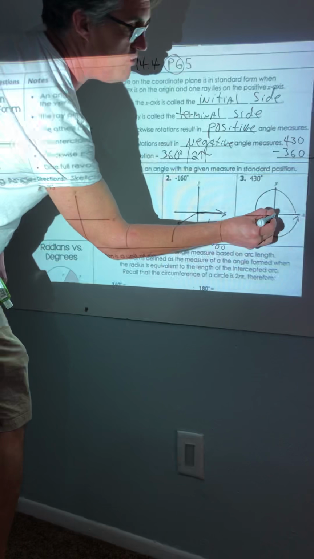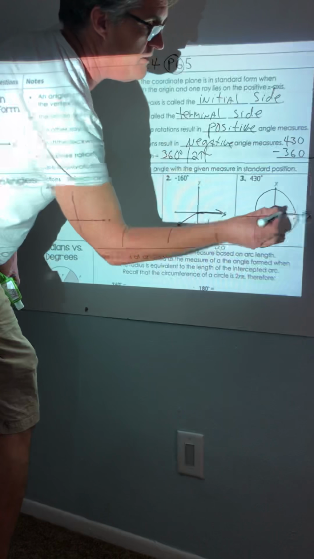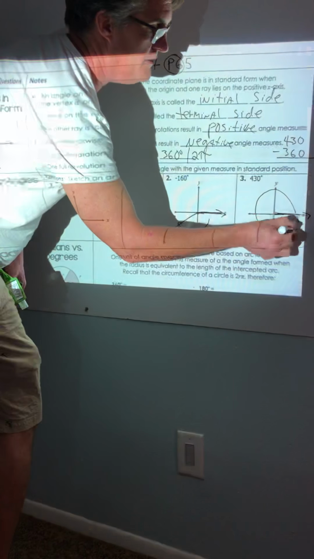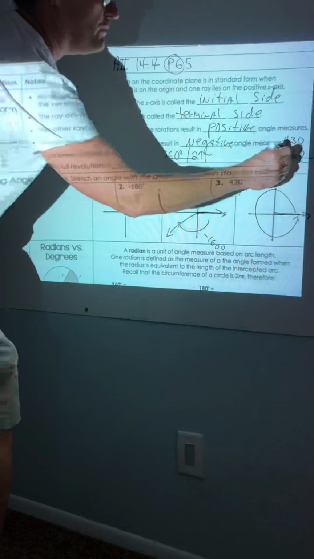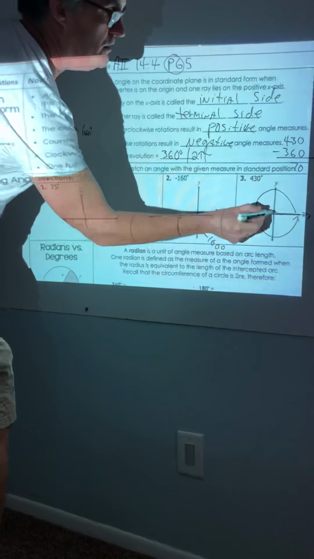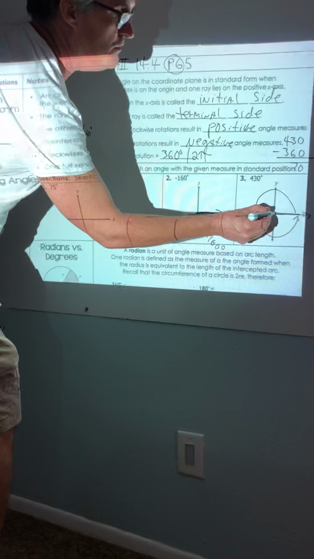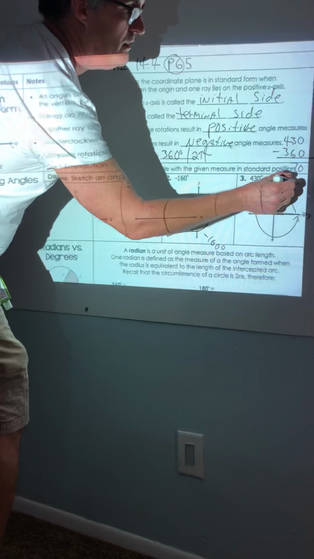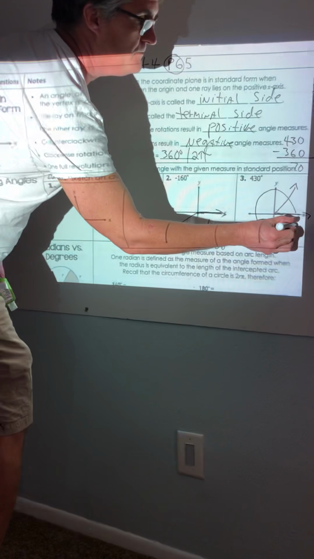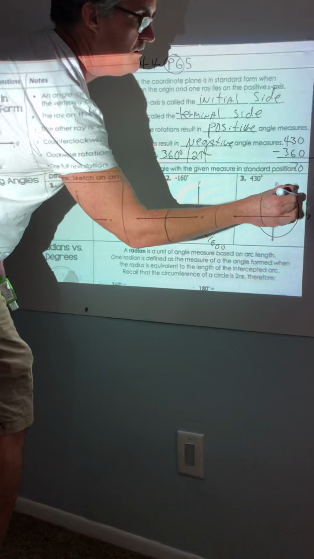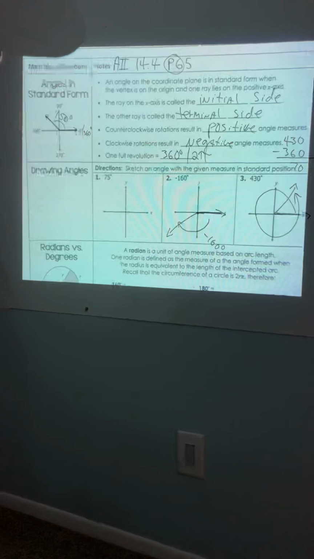Let me go ahead and draw in my initial side. Alright, and that's 360 right there. Alright, so I'm going to subtract, and I get 70 left over. Well, look, 90 is here, so we'll just put it right here. And you're going to take your arrow, and you're going to spin a little more. Let me try to say that better.